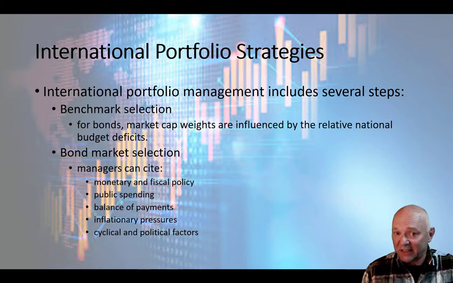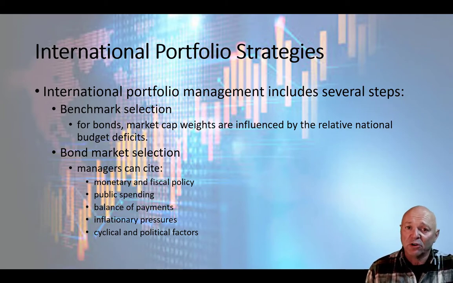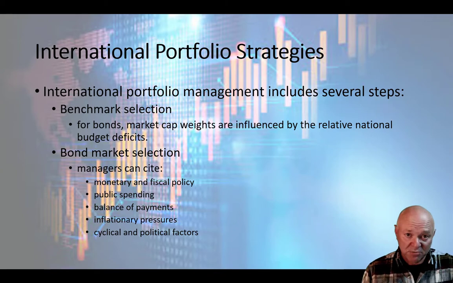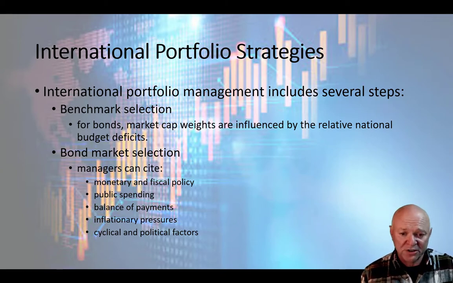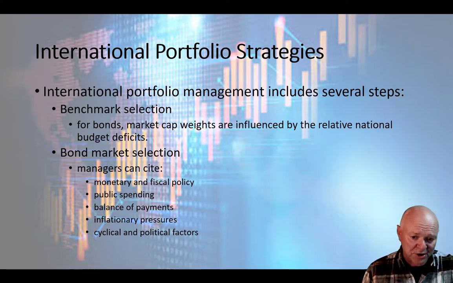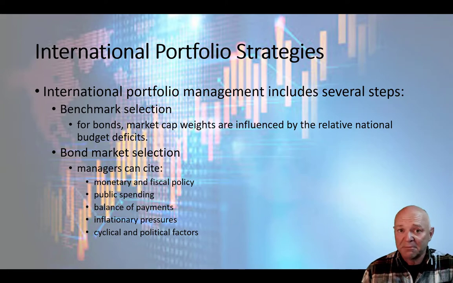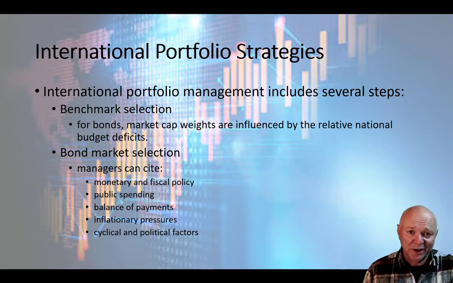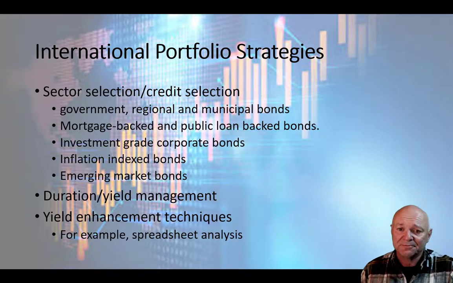When we're looking at the selection stage, you can start to take a look at the risk that will come as a result of currency that could evolve because of differences in monetary and fiscal policy, difference in public spending, the size of a country's deficit, the balance of payments, whether or not the company has been able to maintain a balance of trade, perhaps different inflationary pressures from one market to another, and politics and business cycles may not perfectly align between the different markets.